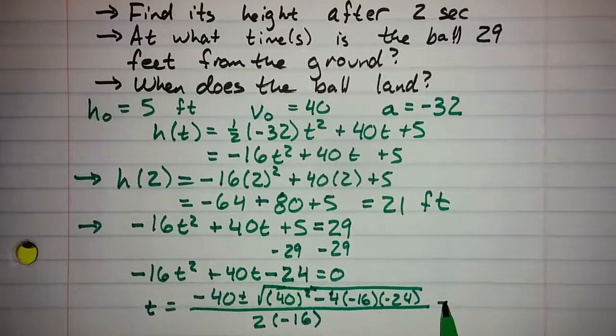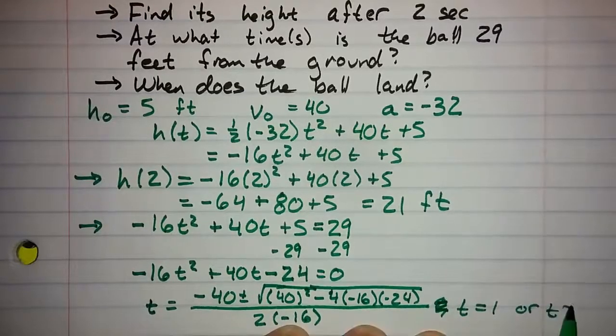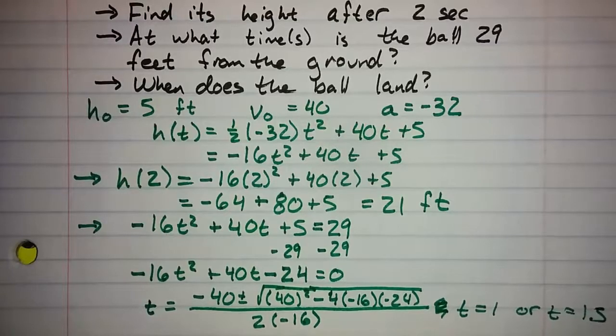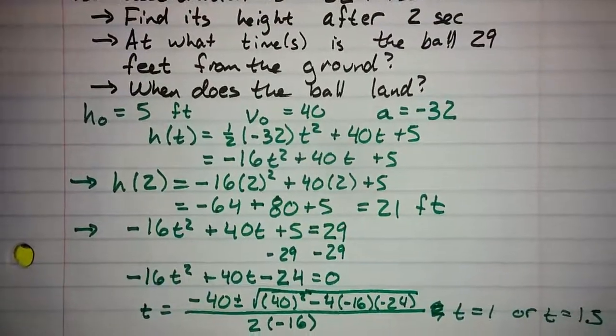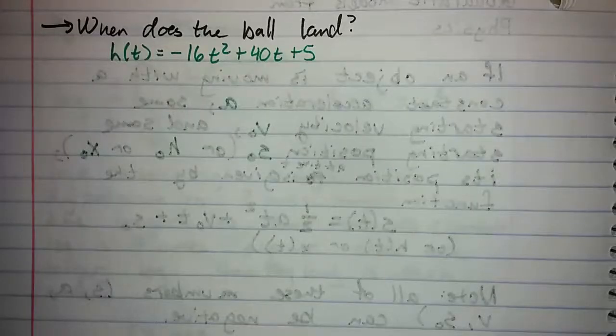And now I'm going to plug these into my calculator, and I'm going to get t equals 1 or t equals 1.5. So the ball is 29 feet off the ground at 1 second, presumably keeps going up past that, comes back down at 1.5 seconds. The last thing we want to know is, when does the ball land? Pause the video and see if you can decide what equation to set up in order to figure out when the ball lands. Pause the video and try it now.